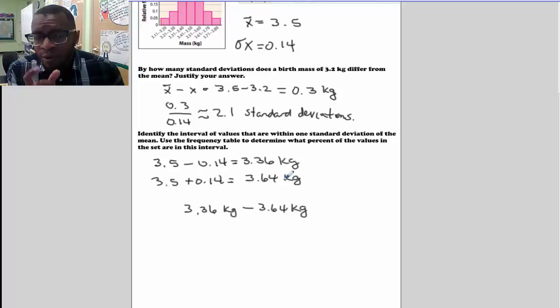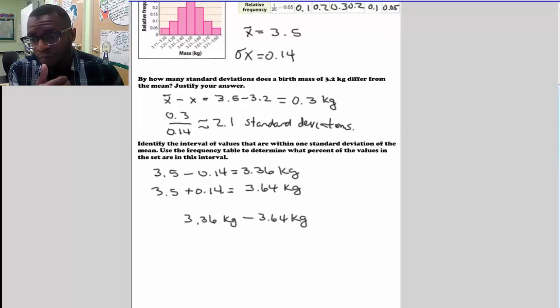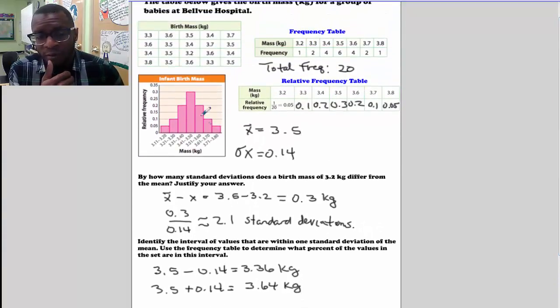All right, and now we want to find out, using our frequency table, what percent of values in the data set are in this interval of 3.36 to 3.64. So going back to our frequency table, if we want 3.36, 3.35 is fine, and we want to go to 3.64, which is here. We can't use 3.7 because that's greater than 3.64, and we can't use 3.3 because that's less than 3.36.